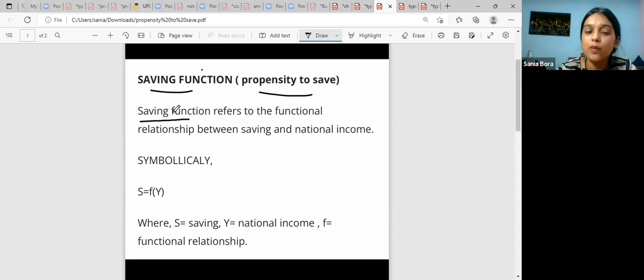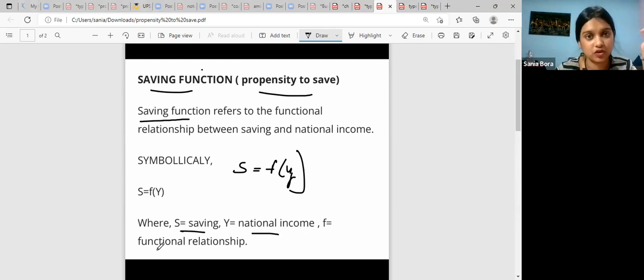So what is this? Saving function refers to the functional relationship between savings and income. Symbolically, you will write it as S = f(Y), where S is your savings, Y is your national income, and f is your functional relationship. Clear? Yes, ma'am. Okay. So quickly write it down.